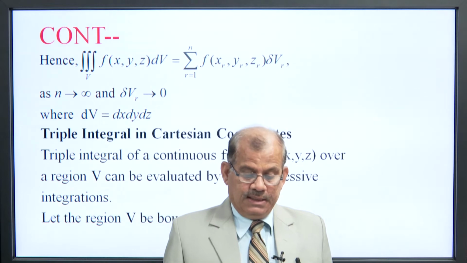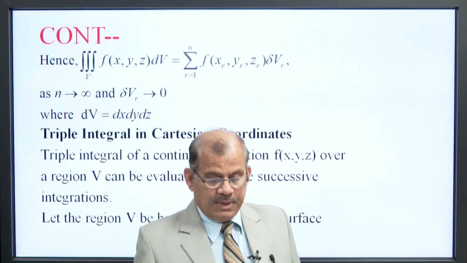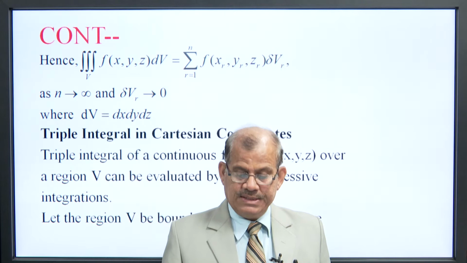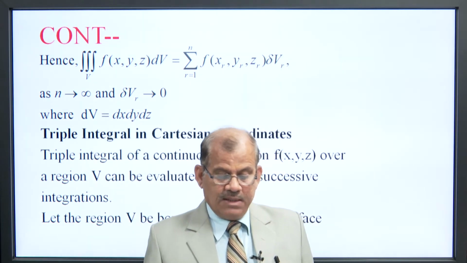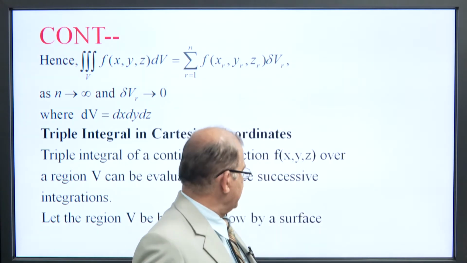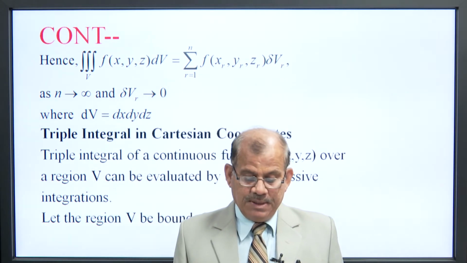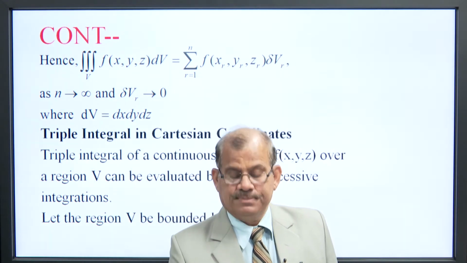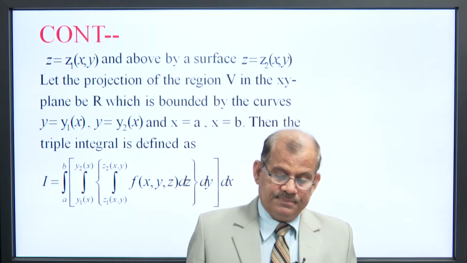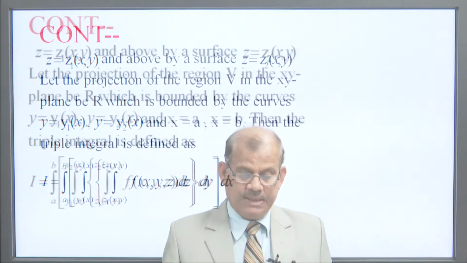How do we find the triple integral in Cartesian coordinates? The triple integral in Cartesian coordinates of a continuous function f(x,y,z) over a region V can be calculated by 3 successive integrations. Let the region V be bounded below by the surface z equal to z1(x,y) and above by the surface z equal to z2(x,y).